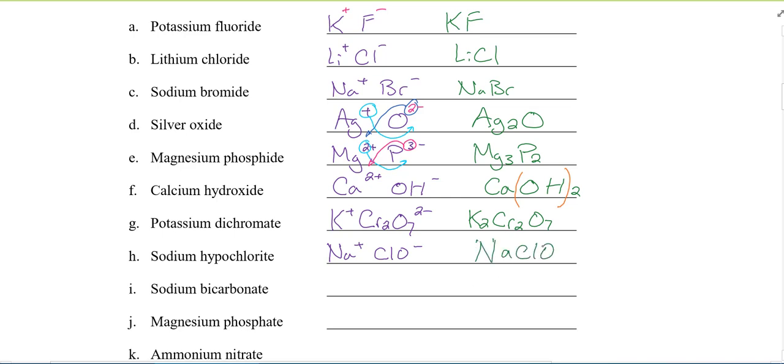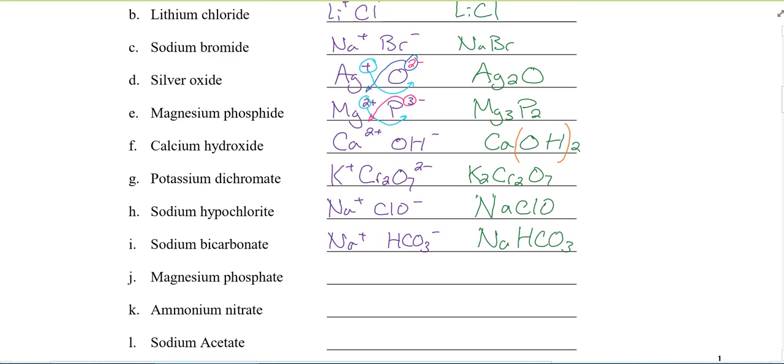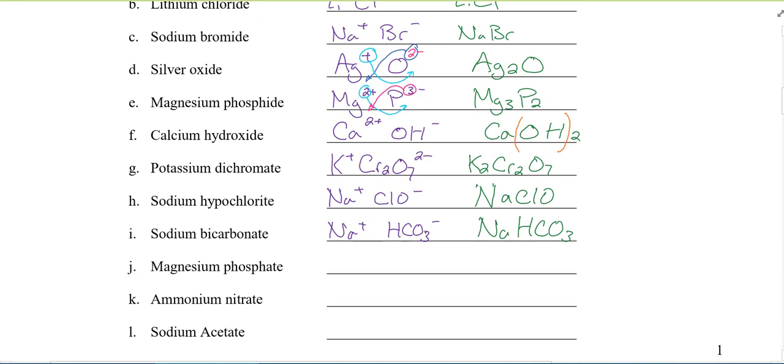NaClO. Another fun one, sodium bicarbonate. Na+, HCO3-. We're good, 1 to 1. NaHCO3. So knowing these polyatomic ions, knowing their charges, really makes our lives easier.